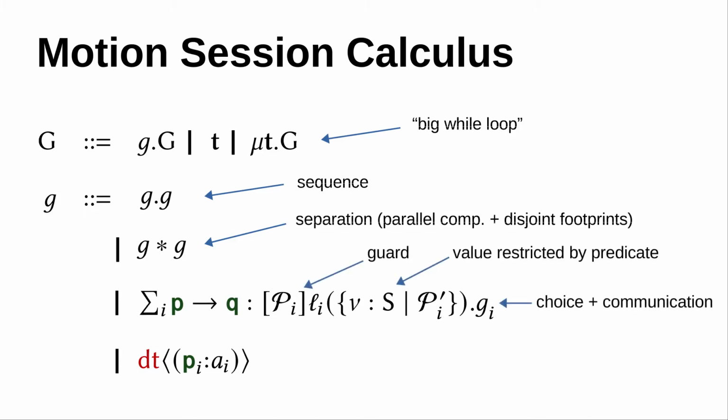The choice is tied to the communication, as is the case in multi-party session types. The difference to normal multi-party session types is that we have guarded choice, and the values sent in messages must respect some properties. This is needed to reason about motions and communication together. For example, if a robot sends to another robot a location where they should meet, we need that the chosen location can be reached by both robots. Finally, we have motions.